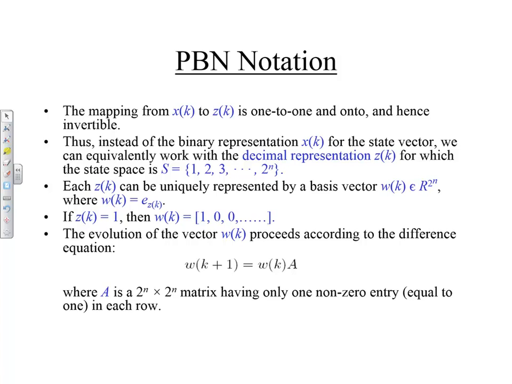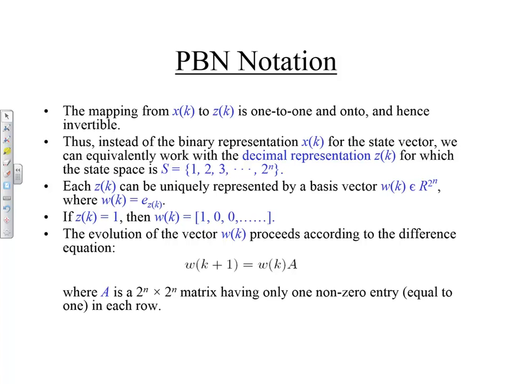So each zk can be uniquely represented by a basis vector. For example, if zk is 1, then it's 1 in the first component, zeros everywhere else. Now the evolution of this dynamic system, you can represent it using this matrix A because the total state space is basically 2 to the power of n dimensional vectors like this. So all you need to figure out how the system is evolving is the map from each of these to what is going to happen at the next time point.